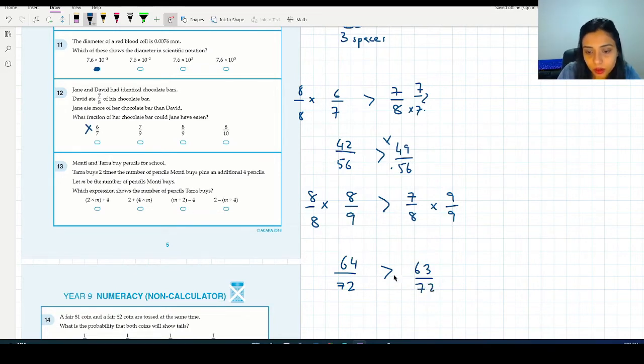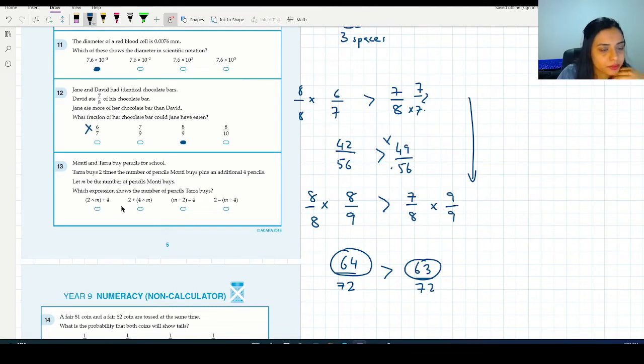So yeah, now comparing the numerators, 64 is bigger than 63. So 8 over 9 is bigger than 7 over 8. So for questions like these, you want to look at the fractions and think about which one looks like the biggest fraction and try them out to check. And do this working where you make the denominators the same to see if it's actually larger than the fraction given in the question.